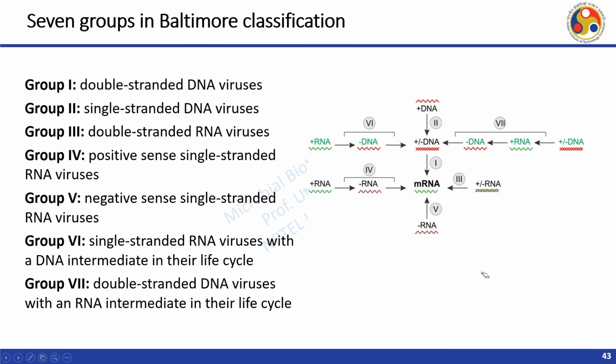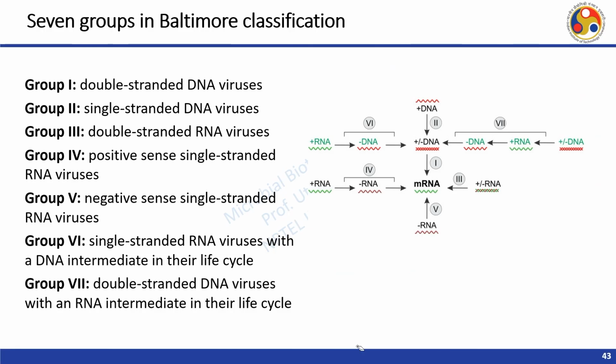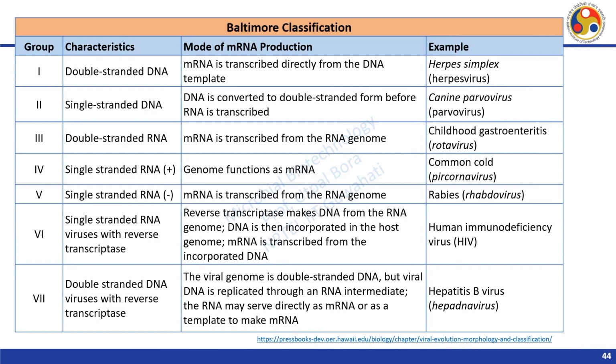So, this particular diagram comprehensively describes the 7 groups in the Baltimore classification. So, we have seen the 7 groups based on the nucleic acid they include, or the strandedness, and the intermediaries in their life cycle, RNA or DNA in between.